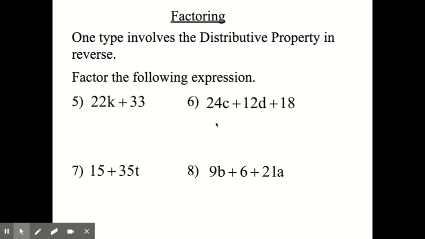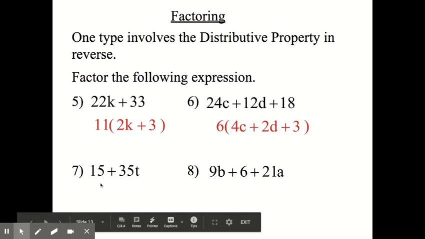22k plus 33. You take out 11, and you'd be left with 2k plus 3. 24c plus 12d plus 18. 6 is the greatest common factor. You'd be left on the inside with 4c, 2d, and 3.